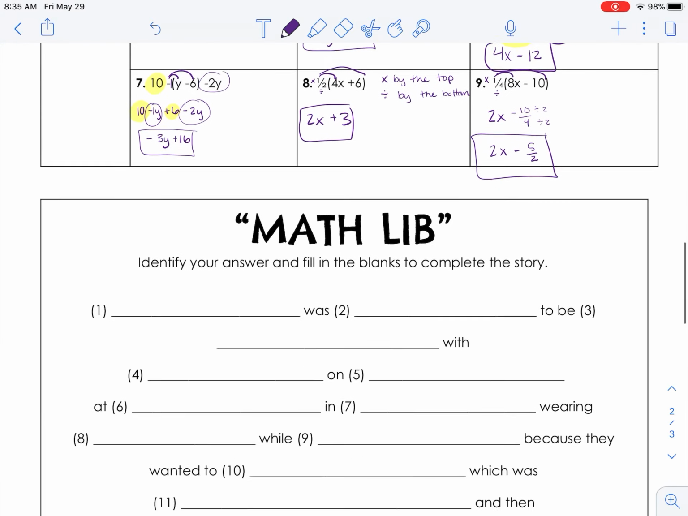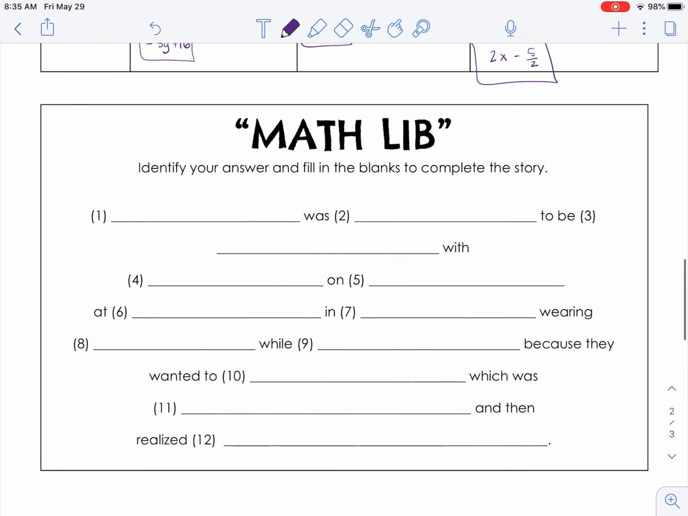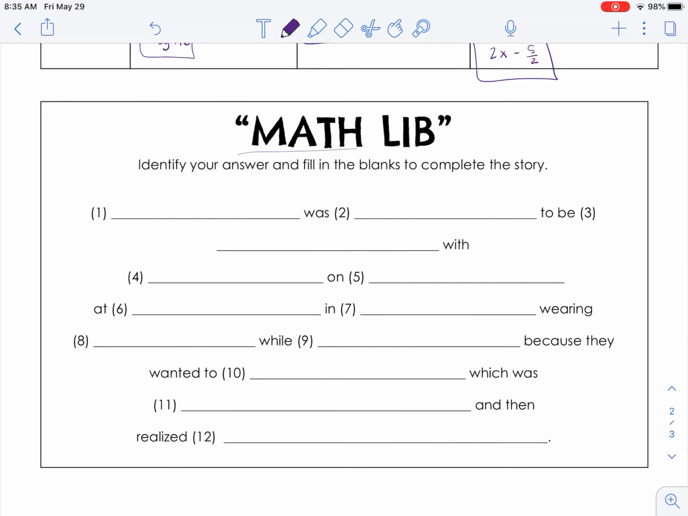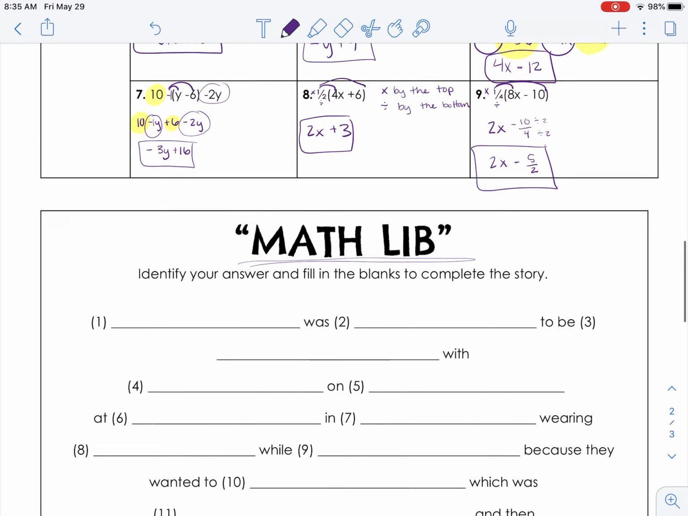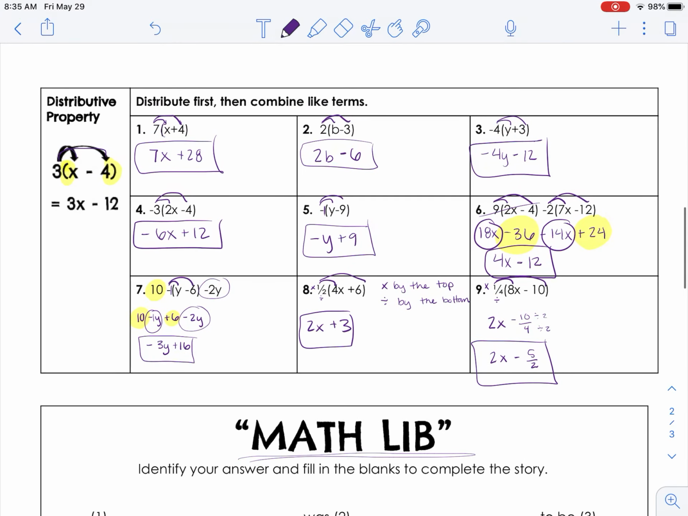So awesome job, guys. Make sure you do your around the room and fill out your math lib. Those are posted around the classroom if you're on pace. If you're not, those are also on the page for this lesson. So do that and then use the form to check your work and do your mastery check. Good job.